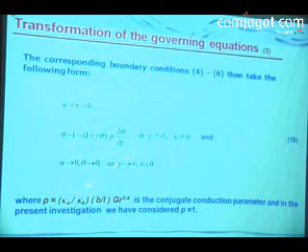Boundary condition for using the variable, and here this is another parameter, E. E is the conjugate parameter, and in the present distribution we consider P equal to 1.